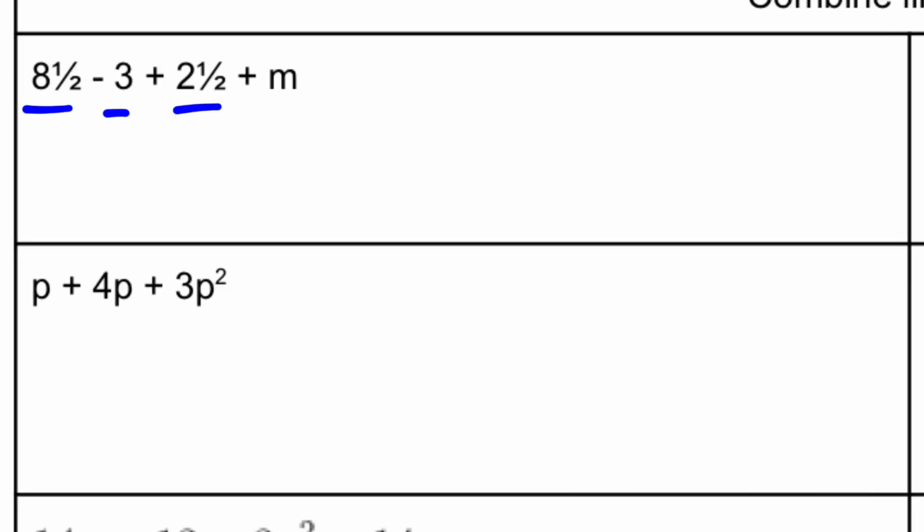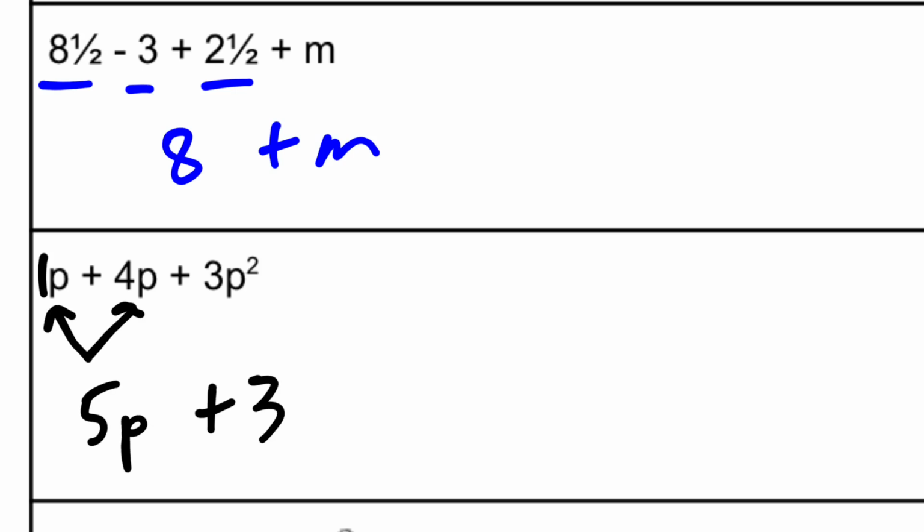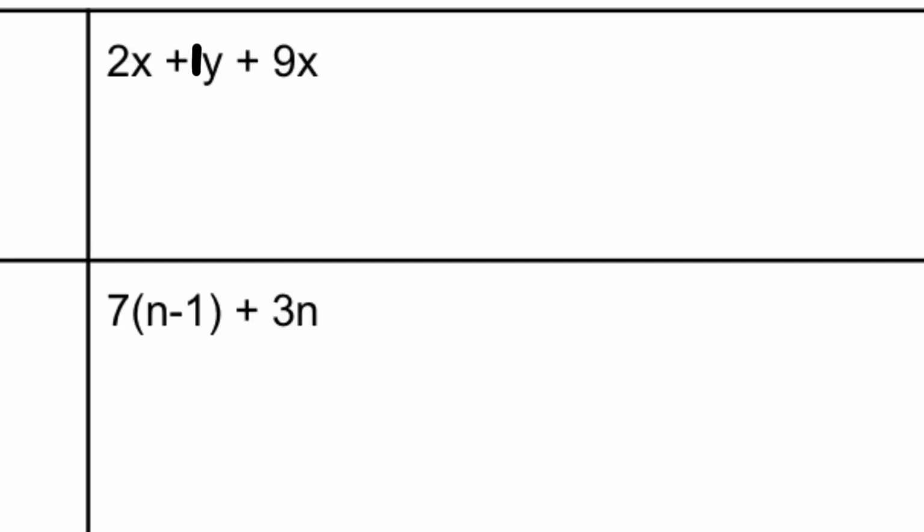The first 3 terms here are all number terms. If you add them together, you should get 8. And then we keep the m separate. If there is a term that does not have a number in front of it, that means it's a 1. So 1p and 4p can be combined to 5p. P squared is different because it has an exponent of 2, so you can't mix it with the others. Again, y has a 1 in front of it, and we can only mix together the same letter. 2 plus 9 is 11x, and there's only the one y.